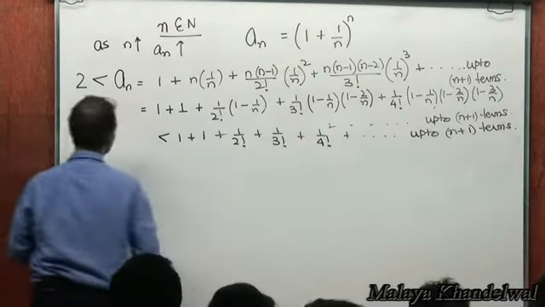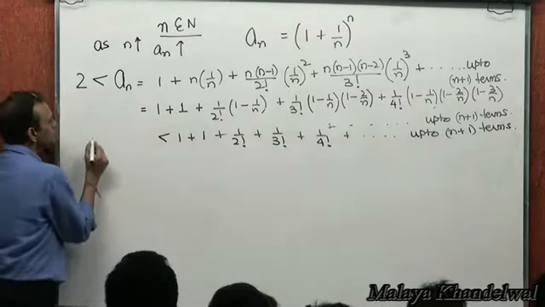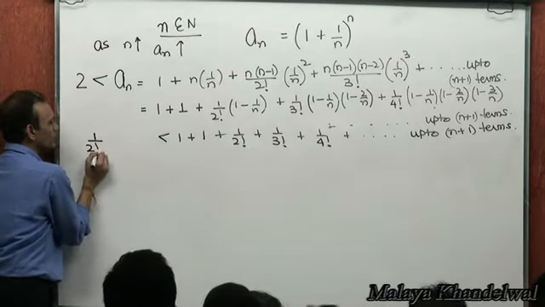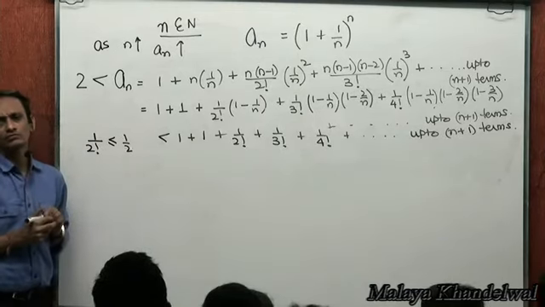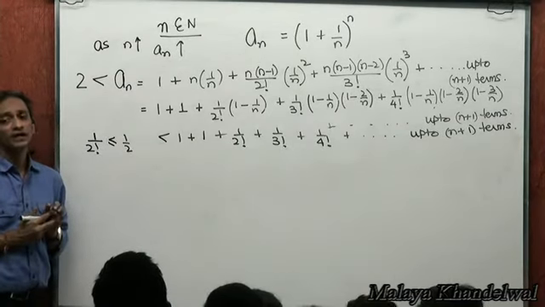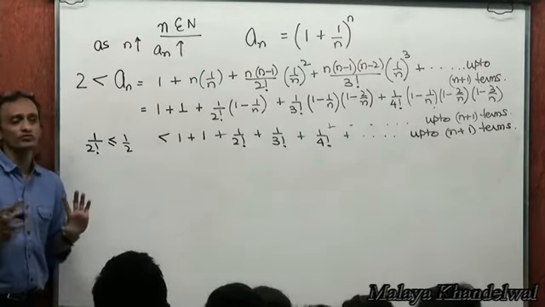Now, okay, 1 by 2 factorial is less than or equal to 1 by 2. Is it true or false? Tell me. Is this statement true or false?